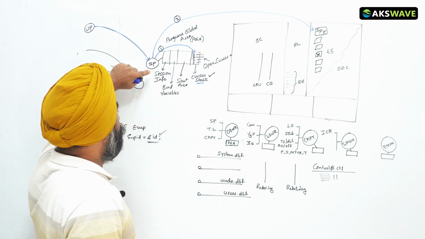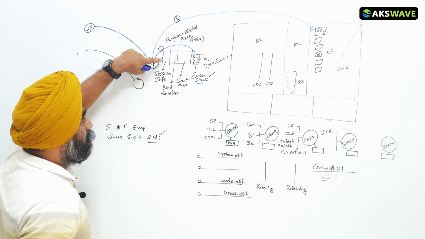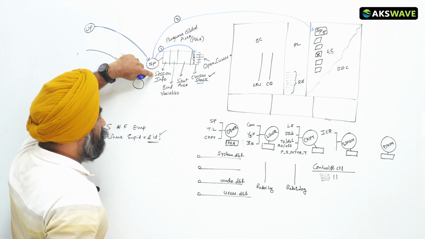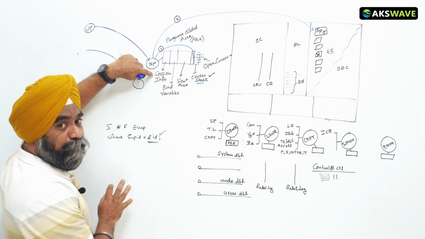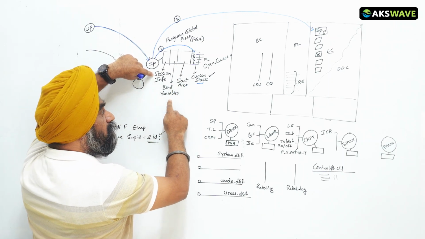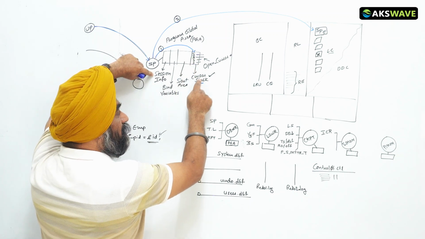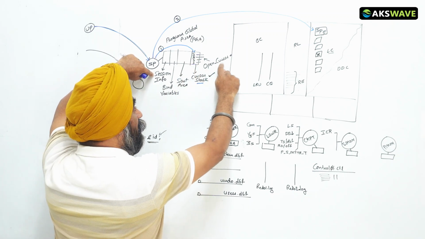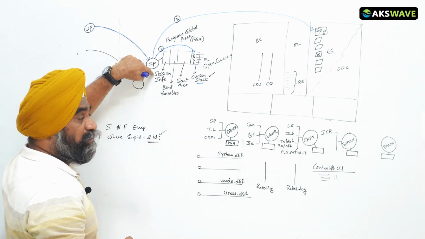So the PGA is a small area used to maintain session information. The next is bind variables. The last one is the cursor stack, which is controlled by the parameter open_cursors.